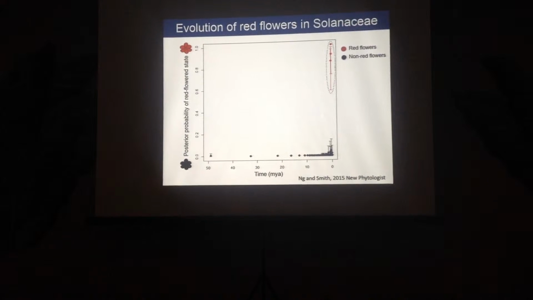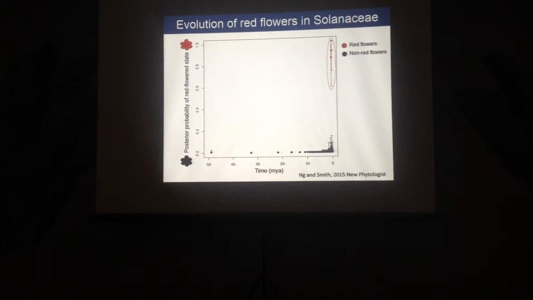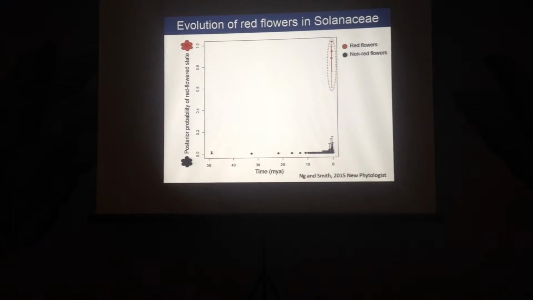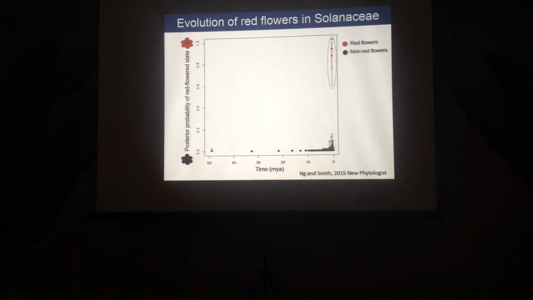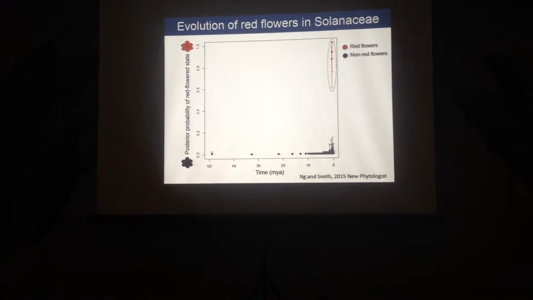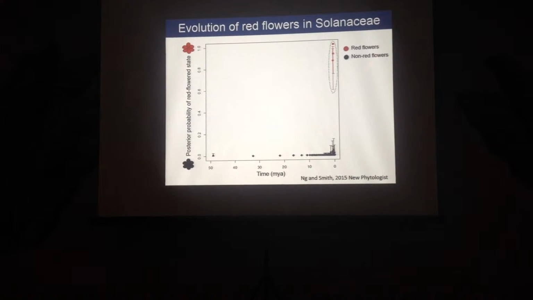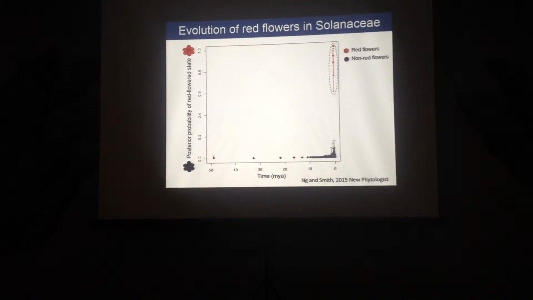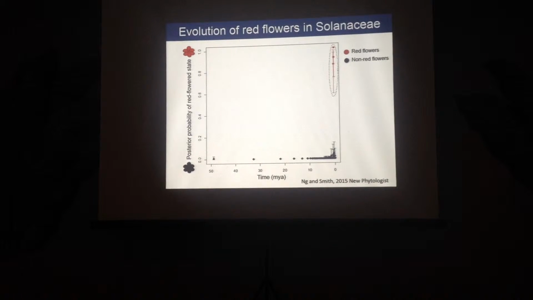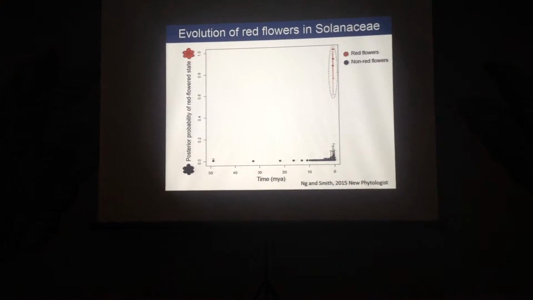Another way to look at that is if you plot a graph of the depth of each node against the posterior probability that it's red flower, you basically see most of the depth of the tree where there are no ancestral nodes reconstructed as having red flowers, and here are those red flower tips right under the recent parts of the tree.